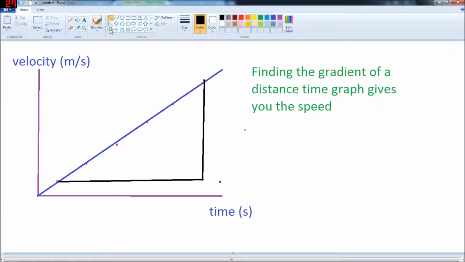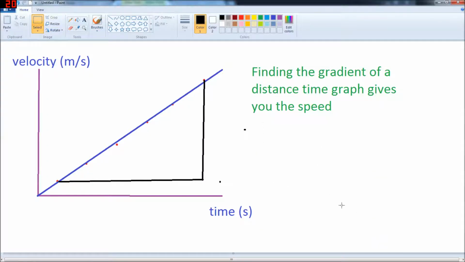So we do, let's actually draw it. We do a triangle, delta y divided by, a bit messy, delta x. And that's the gradient of the graph. Now if you think about what you're actually doing there, you're dividing velocity by time, and those of you who know your equations know that that is acceleration. So if you want to find the acceleration, you need a velocity time graph.